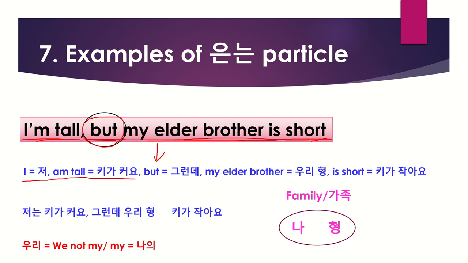I'm tall, 키가 커요. But, 그런데, my elder brother, 우리 형, is short, 키가 작아요. Okay? Here, 나 and 형, okay? Family, 가족. Okay? So, as an observer, right? I can tell the difference of height, because I, 나, and 형, elder brother, are inside the circle of family, okay? Right? And I and my elder brother are siblings living in the same house. Okay? So it's an objective point of view. Right? Okay?